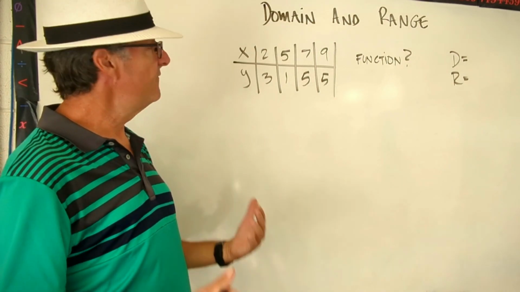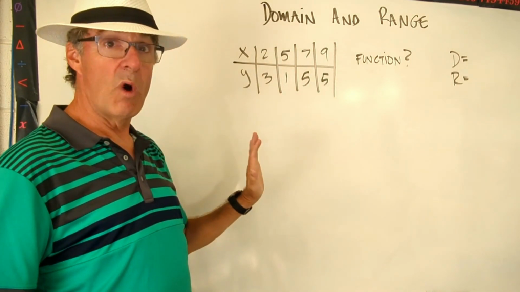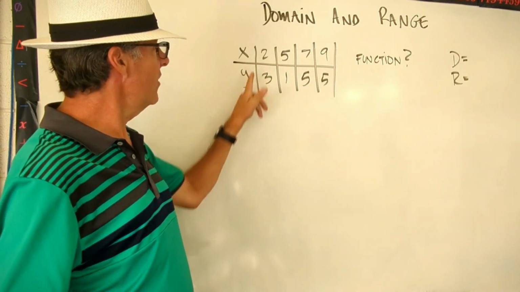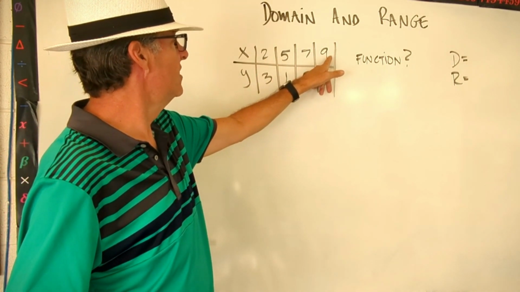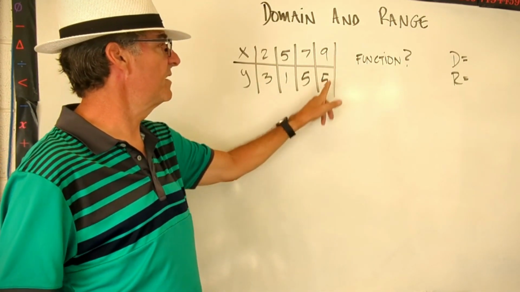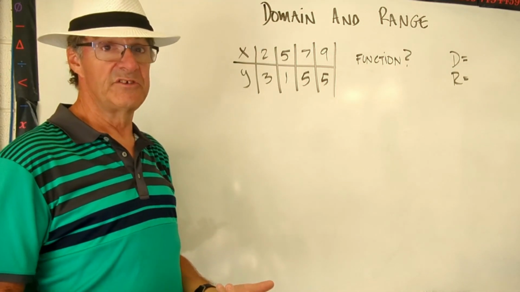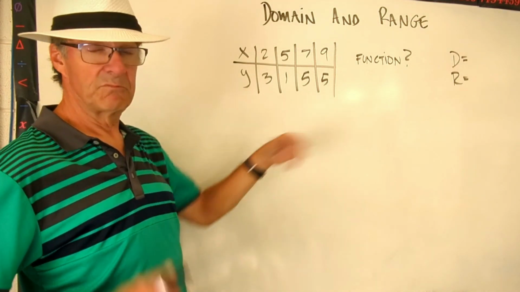Okay, so if you noticed that each x makes only one y, you're good. We don't have, say, another 2 over here that's making a 5, because then 2 would make 3 here and 2 would make 5 there, and that breaks our rule for a function. So this is a function, great.